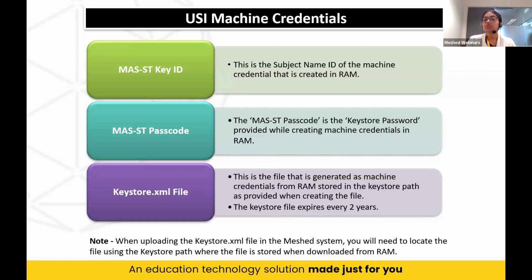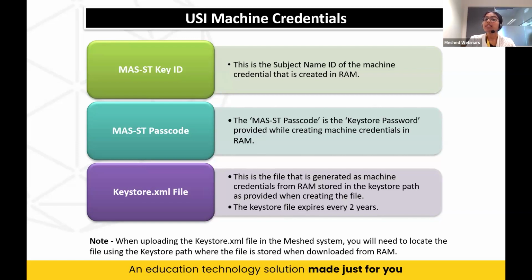And finally, the keystore.xml file. So this is the file or the machine credential that gets downloaded once you perform all the steps as we have talked about before. You will need to locate this file in your computer, and once you have this file, you simply upload it to the mesh system.